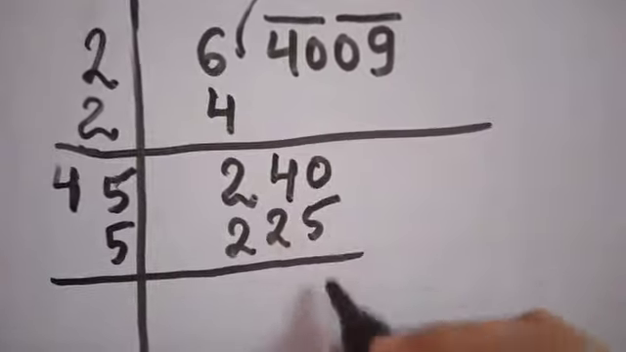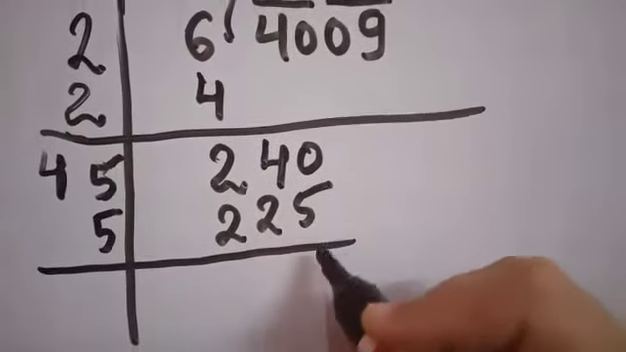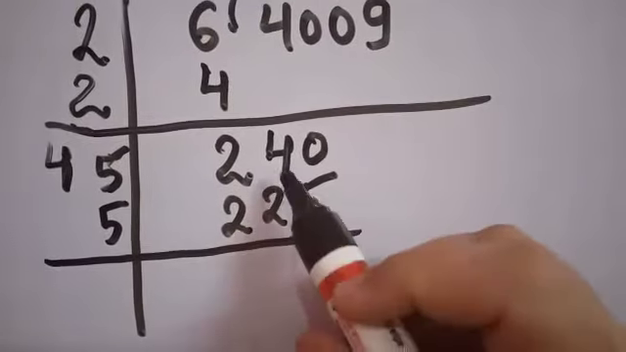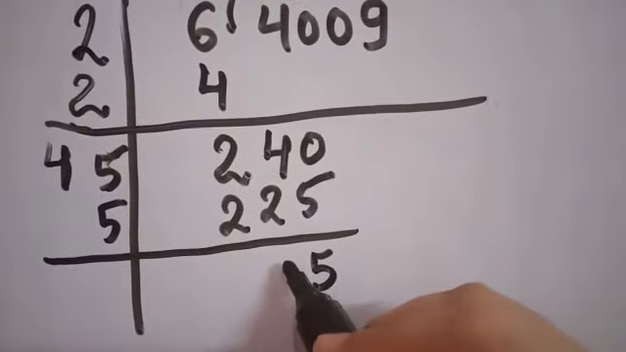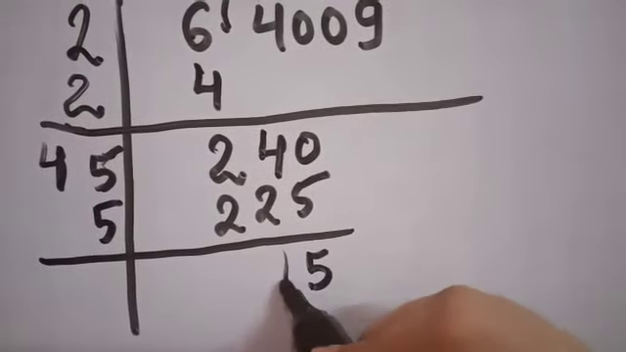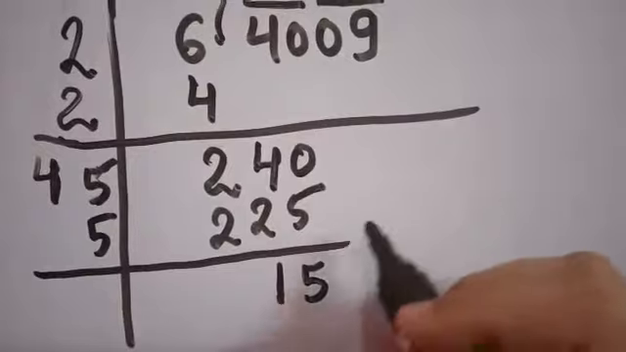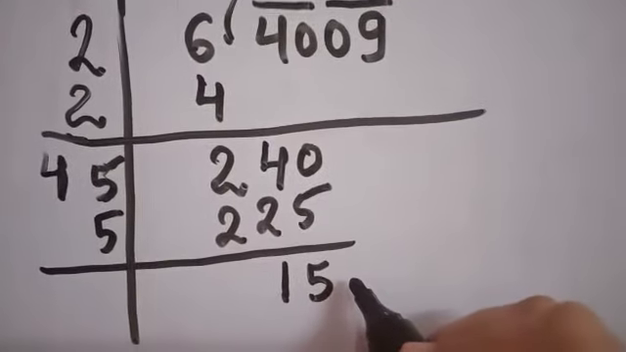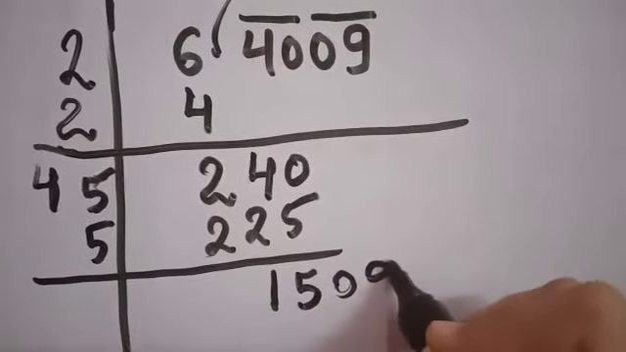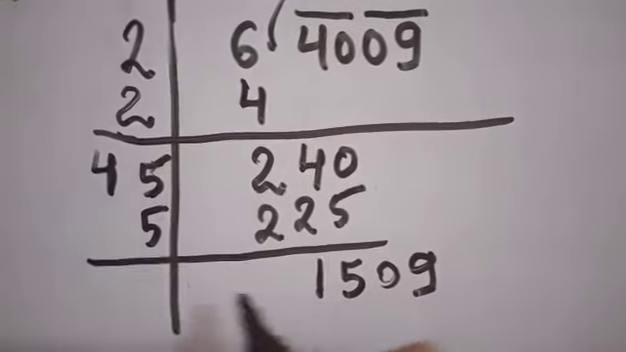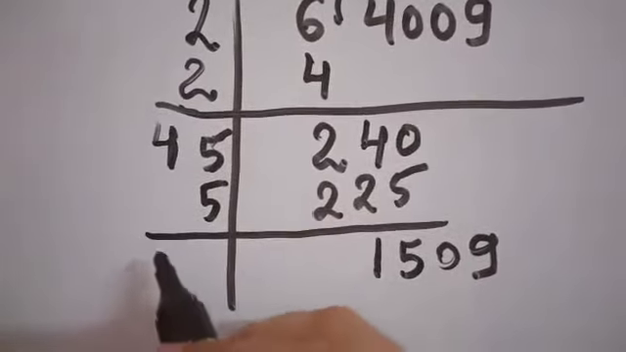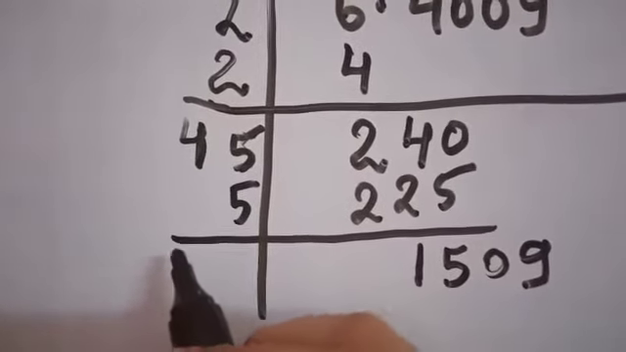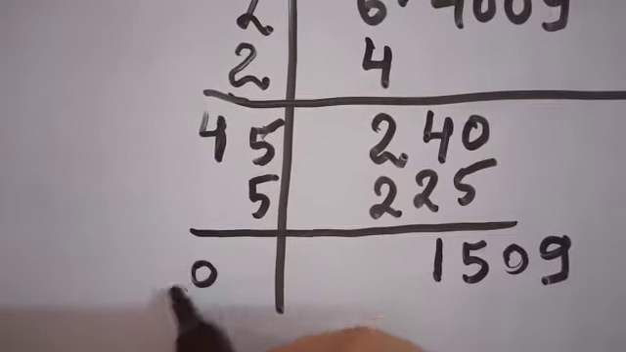Now subtract these, then we get 10 minus 5, 5, 3 minus 2, 1, and then we will write next pair 09. Now add these, then we get 50.